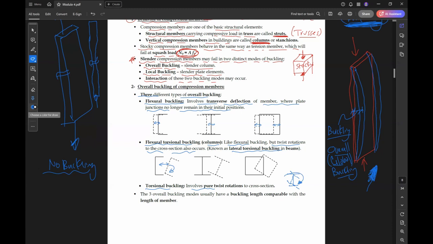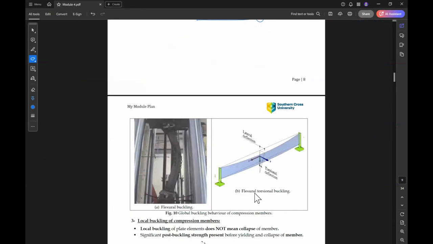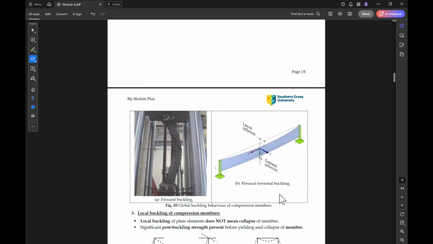So these are three types of buckling that can happen along the whole length of the member. That's why it's called overall buckling, not at some location of the column, but along the length of the member. So this is an example of flexural buckling and flexural-torsional buckling, this one in a beam and this one in a column.